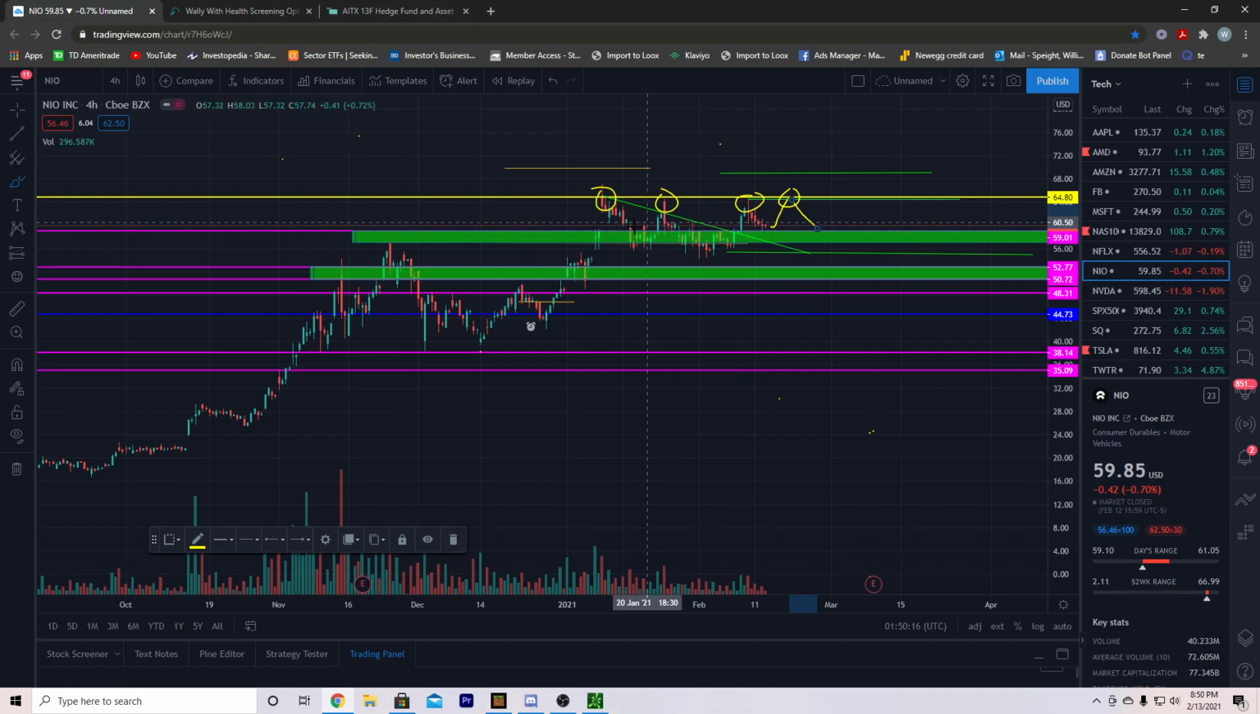And let me put this into play. Right here, this previous resistance right here, $59, we got rejected multiple times before. And last week, guess what?